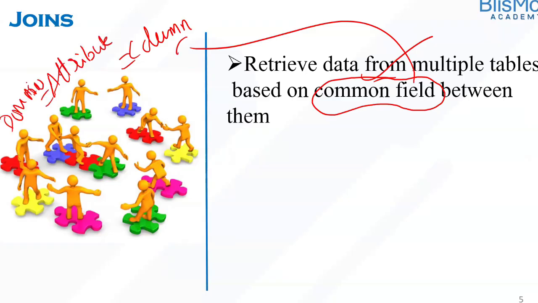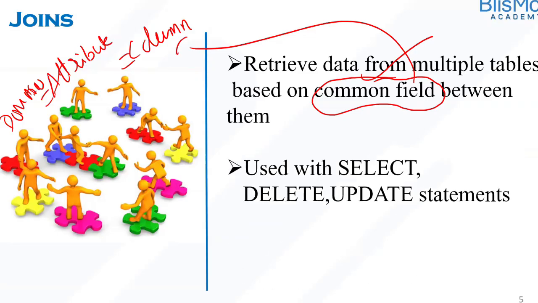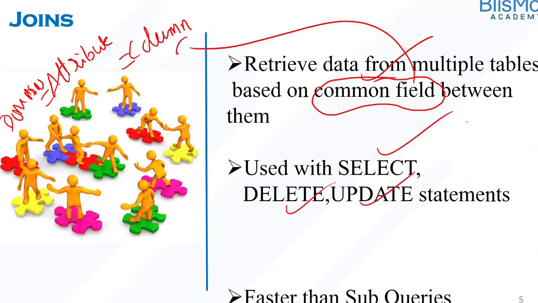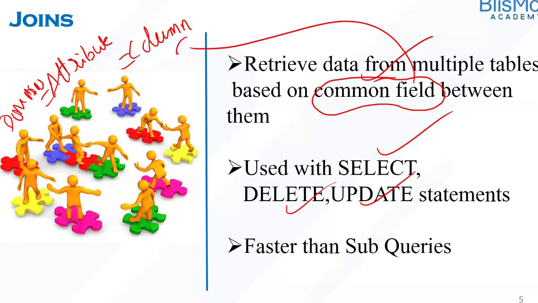If you guys remember, I covered this as a part of the database components. So we will be able to join two tables when there is a common field between those two tables. Please remember that. We can use the joins with the select, delete, and update statements. That is one more important thing. You have to note it down.